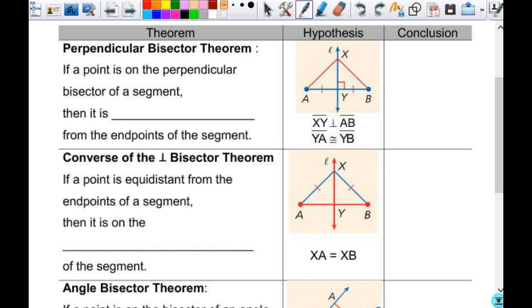So if a point is on the perpendicular bisector, any point on that line XY, then it is equidistant, there's that word again, equidistant from the endpoints of the segment. So this is all talking about bisecting segments, but in the process, we end up with triangle stuff in there. We're looking at line segment AB and line XY. Any point on this perpendicular bisector, so let's look at point X right there, is equidistant from the endpoints, which makes these two pieces here congruent.